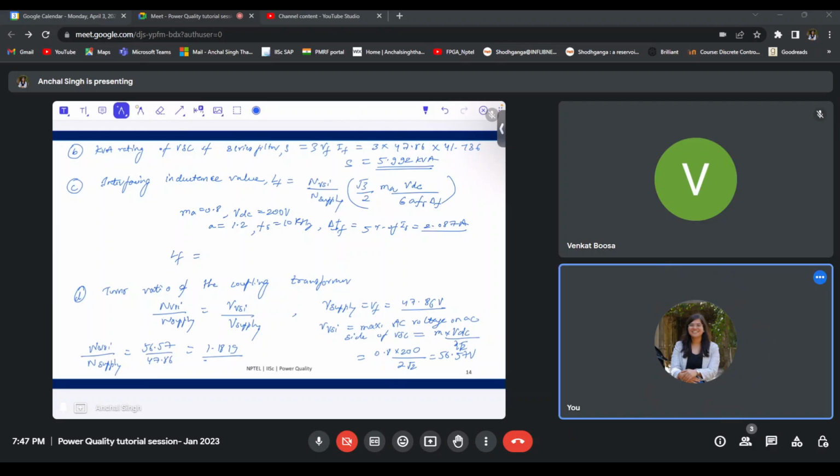1.1819. So this turns ratio factor, when you use it in the interfacing inductor equation, the value of interfacing inductor will come out to be approximately 1.498 millihenry. You can solve and check it again. So this is how you tackle these kinds of problems.